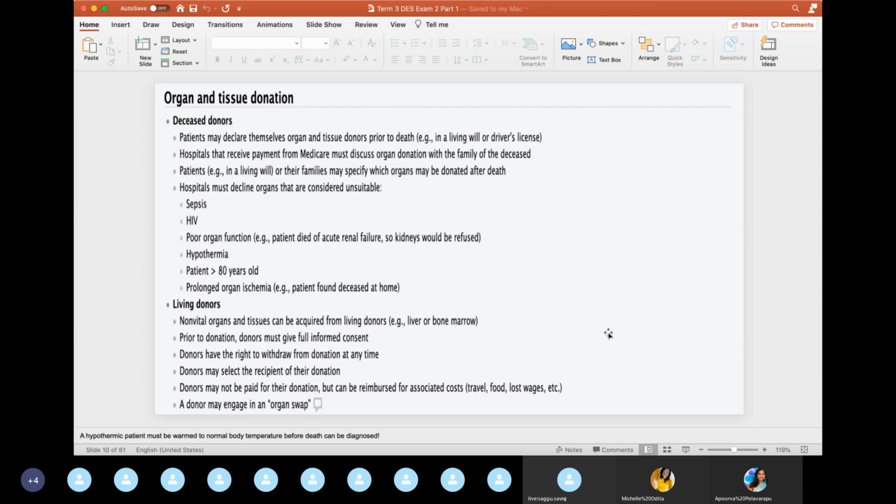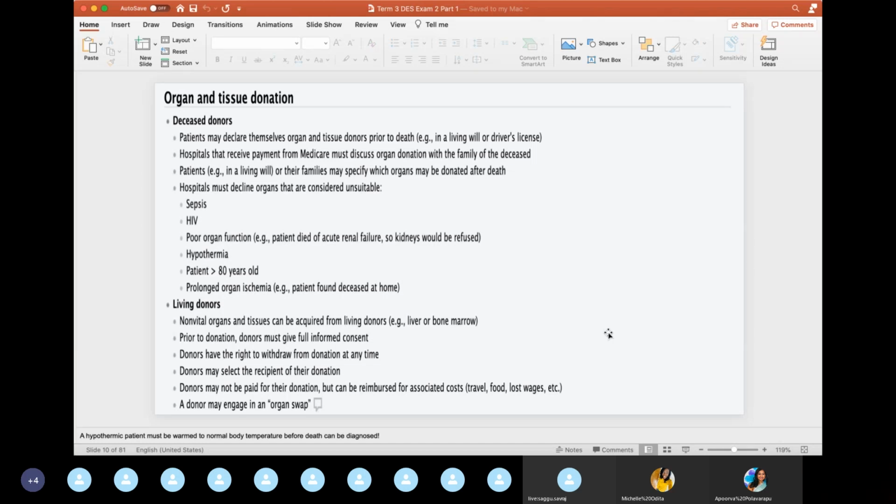You have a patient who was in an accident, for example, and the patient is dead. You look into the driver's license, and it says there, organ donation. Are you going to get the organ now? Yes or no? Do you have to ask the family? Exactly. Always, always ask the family. High yield. Hospitals that receive payment from Medicare, right?